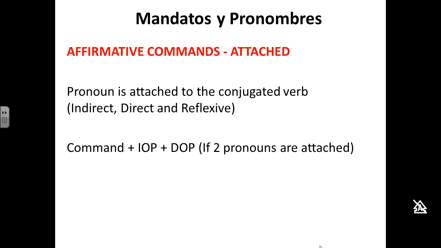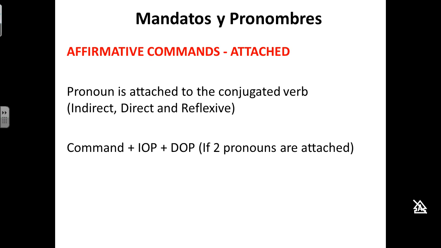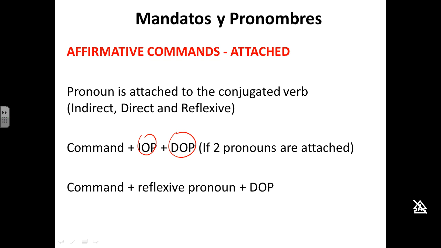So here is one of the formulas where it's command, IOP, and then DOP. I'm trying to tell you the order if you have two pronouns, that people are more important than things. So I mentioned that before. So you have the IOP, and then you have the DOP, and they are attached to the command. Think of it, dámelo, por ejemplo. Any other time with pronouns, they actually go before the conjugated verb.